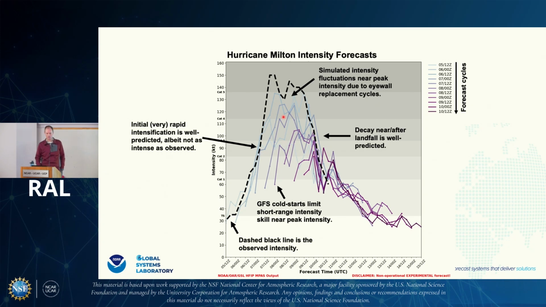to what was observed. We do see some fluctuations in these different forecasts here near peak intensity, and these are associated with simulated eye wall replacement cycles in the model forecasts, and I'll show an example of that in a few moments. Then the better constrained physical problem of decay near landfall was reasonably well predicted, the rate of decay as well as the magnitude of decay from where the model thought that it was at that time through to ultimately Milton's dissipation was reasonably well predicted.